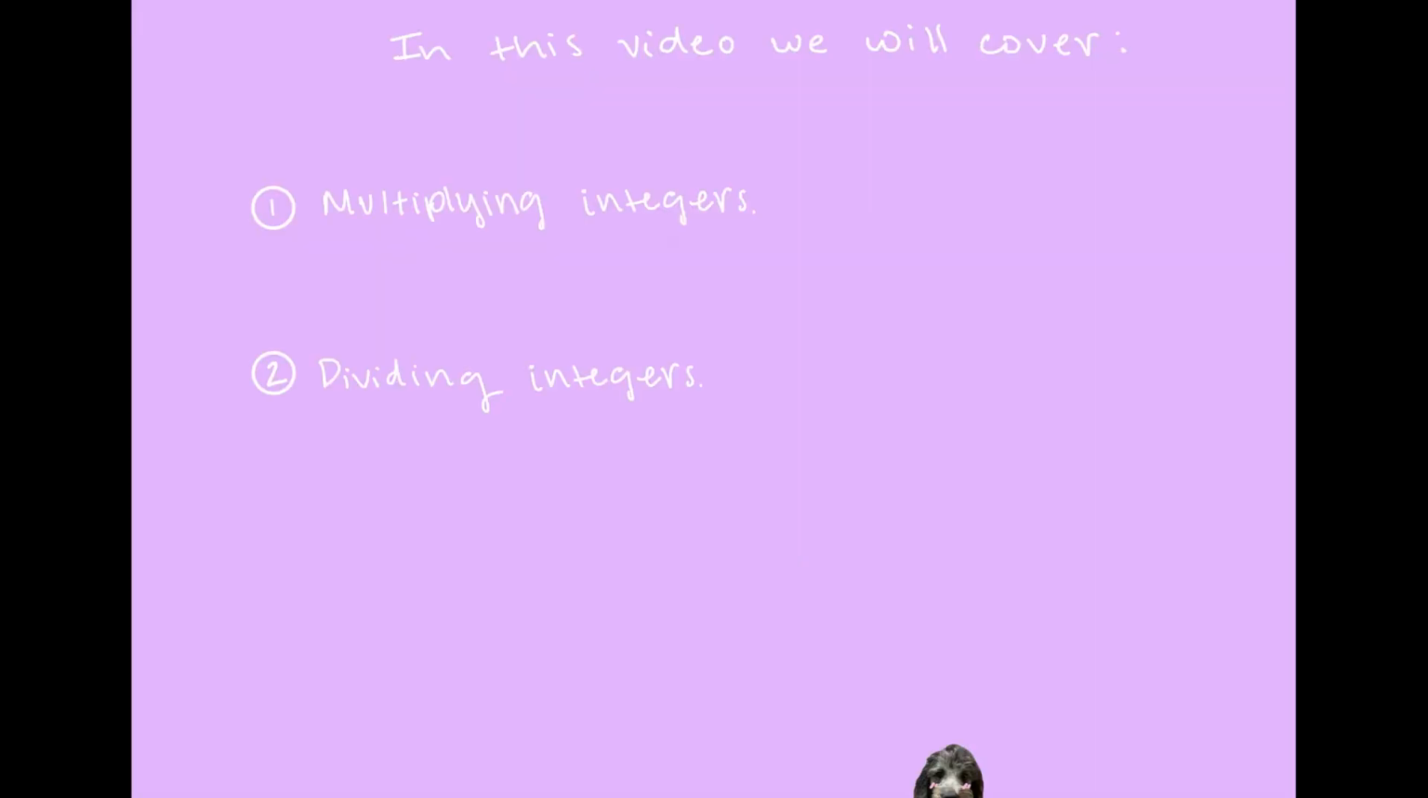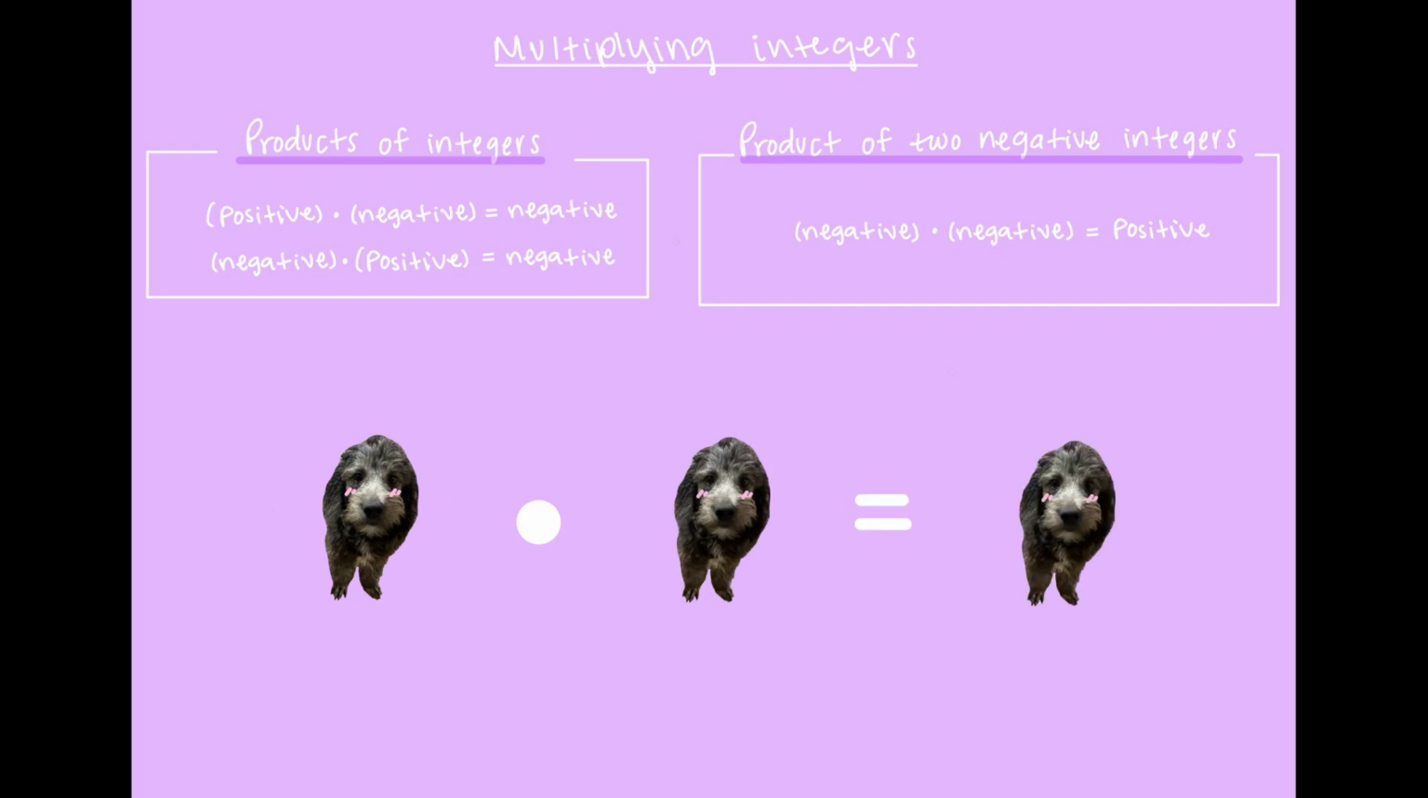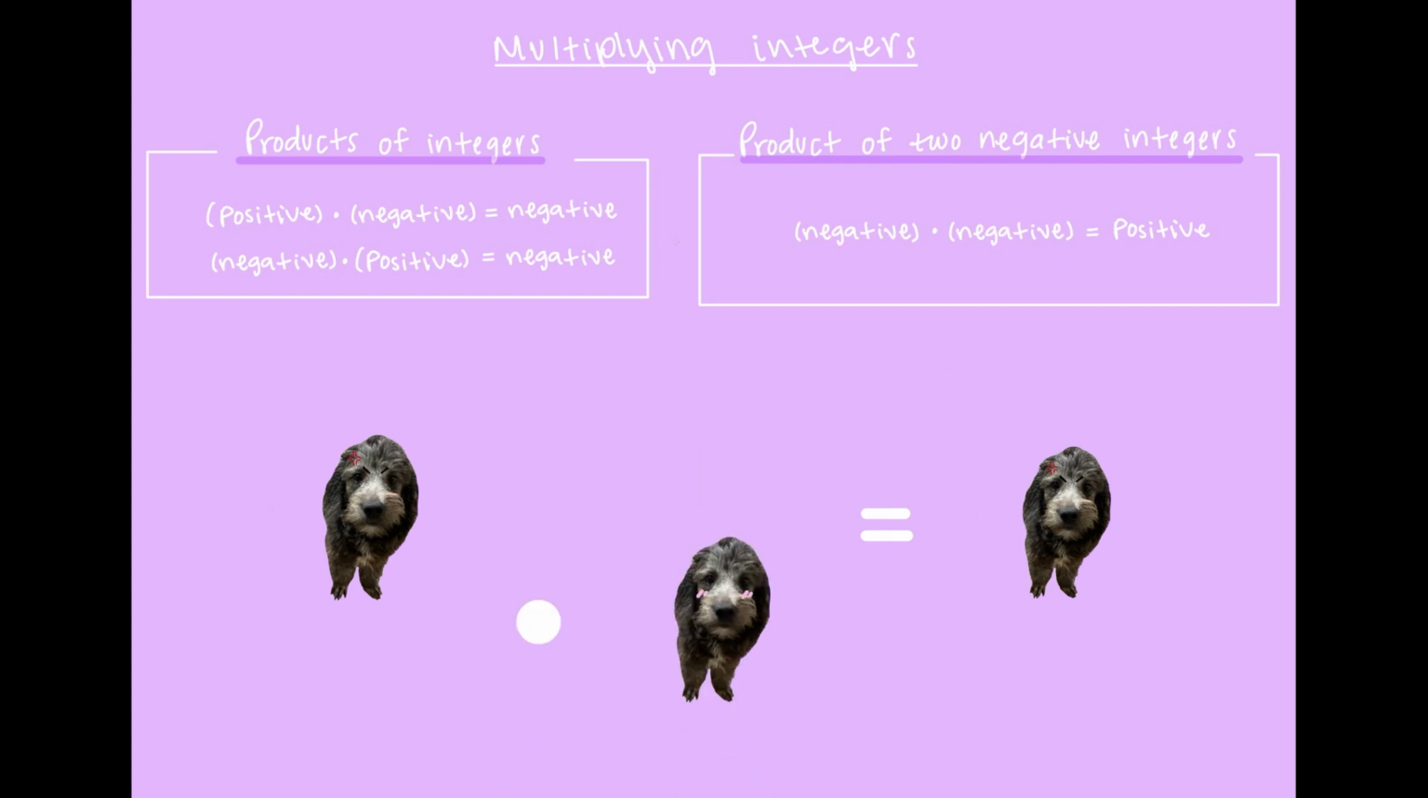In this video, we will be covering multiplying integers and dividing integers. So here are a few key points to remember while multiplying integers. When you multiply two positive numbers, your result is positive. Now, when you multiply a positive by a negative, your output is negative. Even when you flip the signs, the result remains negative.